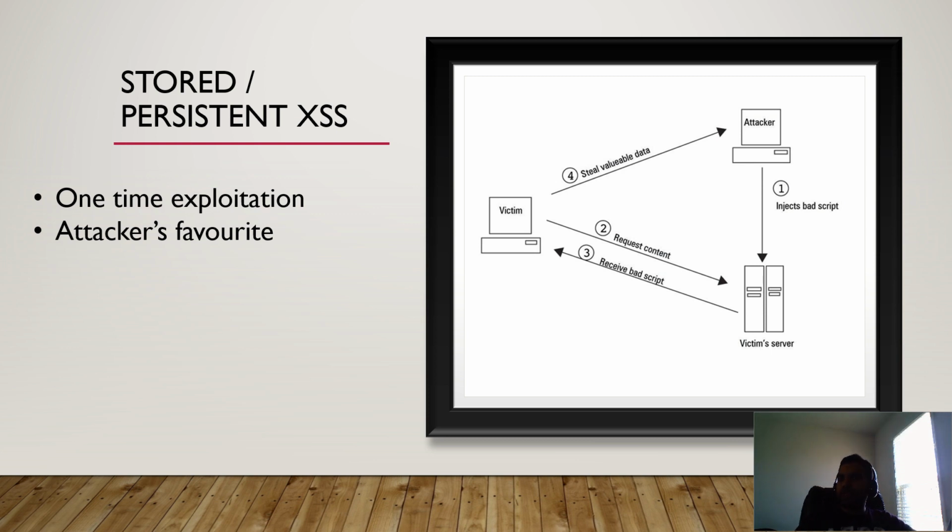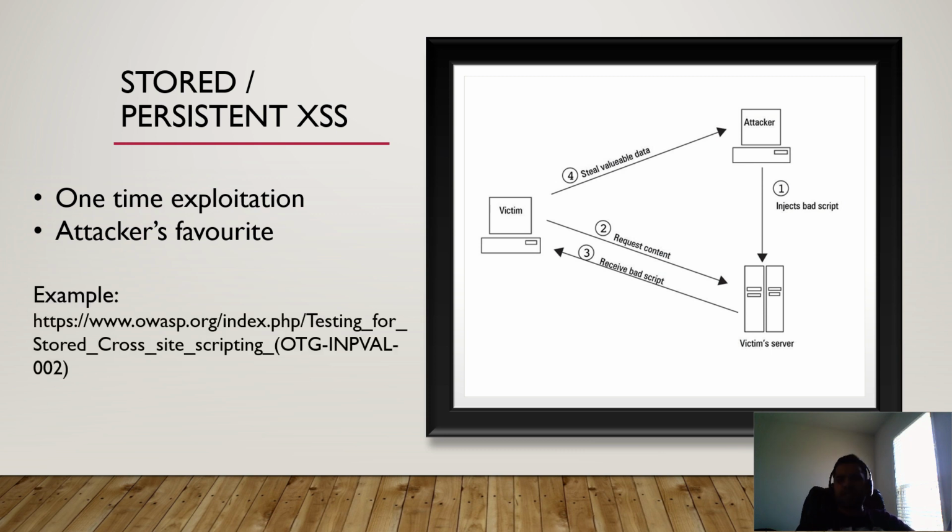A simple example of this could be a blogging application, where after the blog is completed, you are allowed to write comments. If the comment box is not protected, I can write my script and save it to the server, and every time someone reads the blog, they're going to get exploited. So that's how simple it is.